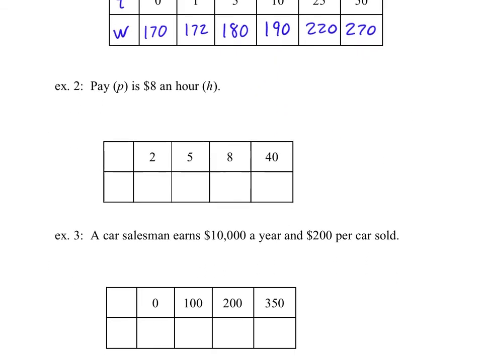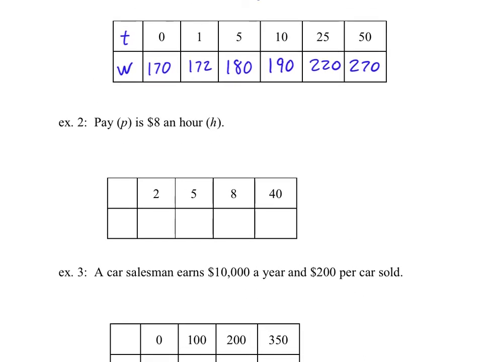Alrighty then. So if we were to do something like this, pay, P, is $8 an hour. So pay depends on the number of hours. So I'm going to put P for pay down here because that's the dependent. This is always the dependent variable, or the dependent row. Then the independent is the H.